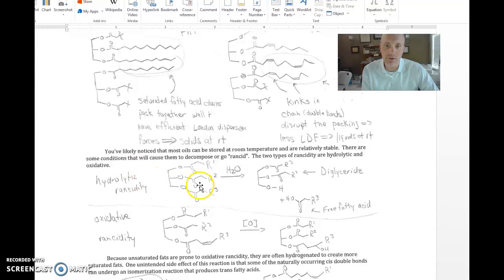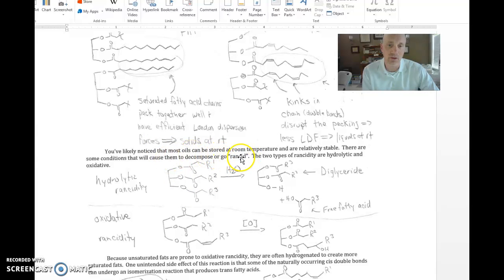So one property about triglycerides is that even though they're relatively stable, they can go bad. One way that we know that triglycerides are relatively stable is that you probably have several of them in your kitchen that are stored at room temperature. If you have vegetable oil, that's going to be a triacylglyceride, and because you can store it at room temperature without it going bad, that's an indication that it's relatively stable.